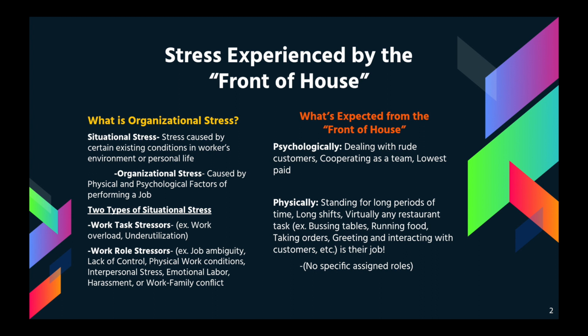So now that we know what organizational stress is, the main topic of this lecture, we can get back to talking about situational stress. Within situational stress, there are two main types of stressors. The first one is work task stressors, which arise from your work tasks. For example, work overload, when you have way too many assignments to do in such a short amount of time and it's just way too much. It's the tasks that are giving you the stress.